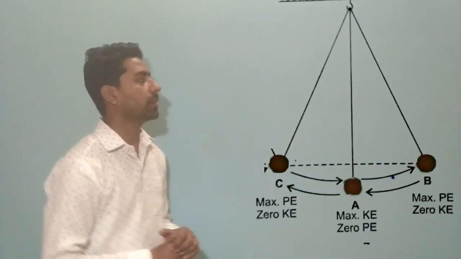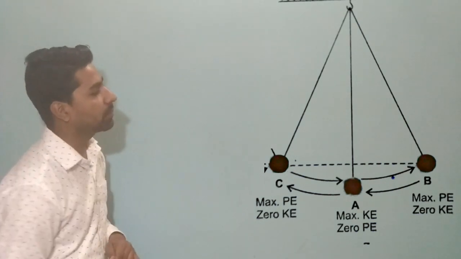The same we are going to prove for the simple pendulum also. Like this diagram, you can see the three positions A, B and C.